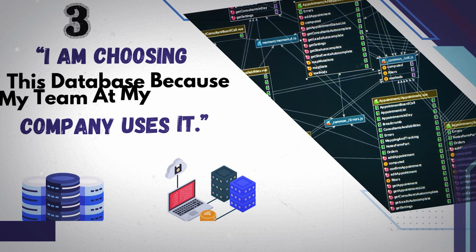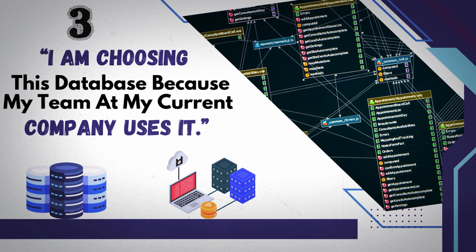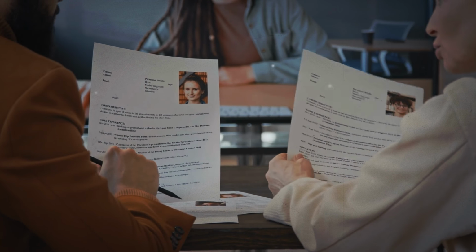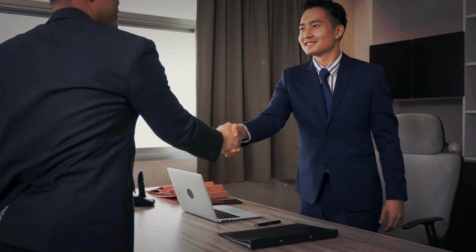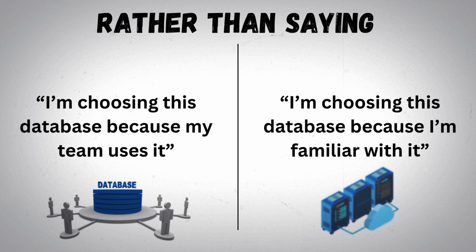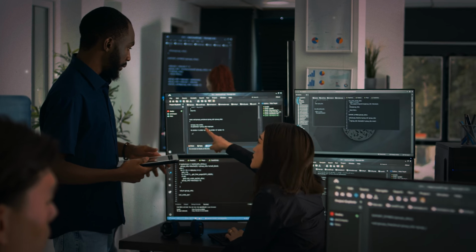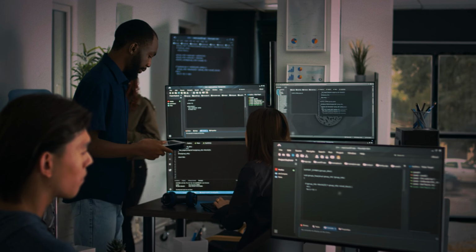Number 3 on the list is saying, "I am choosing this database because my team at my current company uses it." This explanation can be a significant pitfall that costs candidates a job offer. Rather than just saying I'm choosing this database because my team uses it or I'm choosing it because I'm familiar with it, focus on presenting multiple options and discussing the high-level trade-offs.